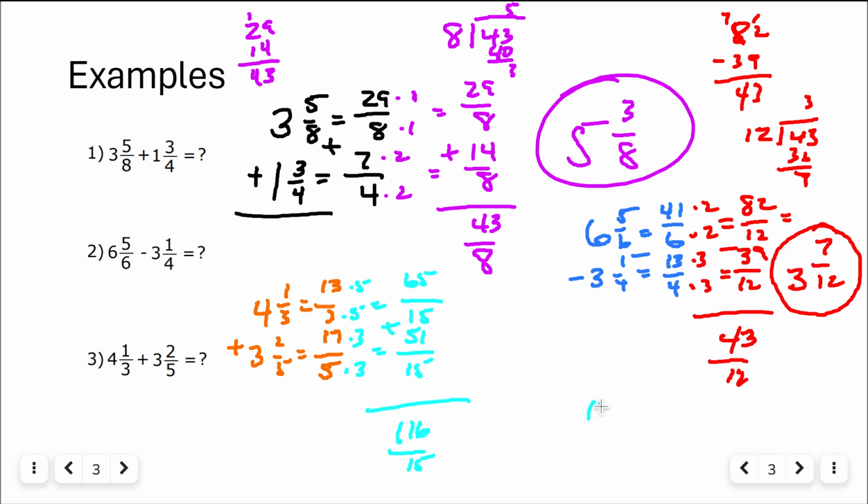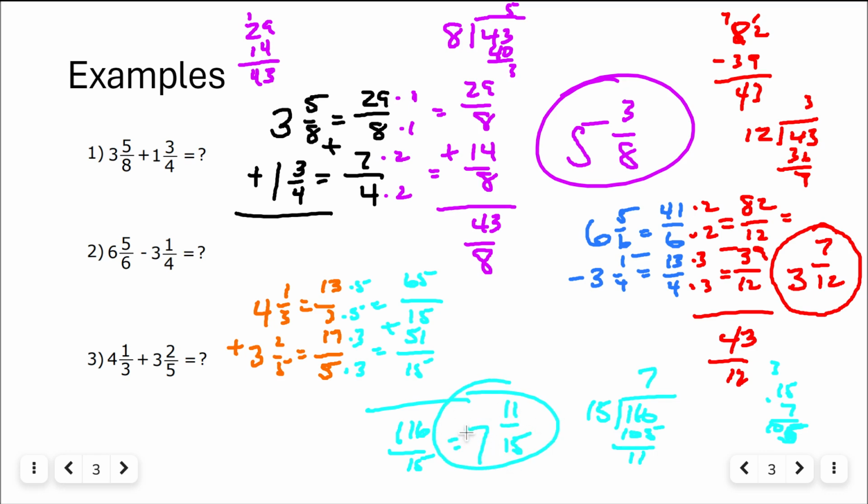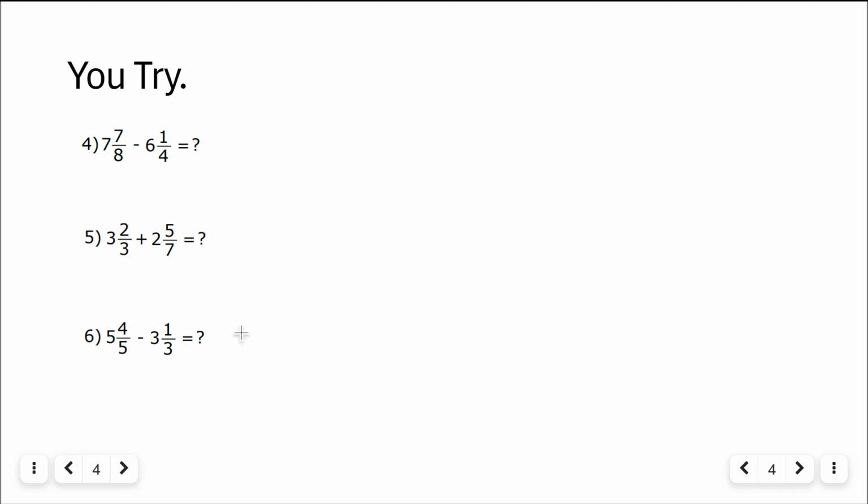All right, I got to do 15 into 116. So 15 times 7, I think, is 105. 7 times 5 is 35, 3 to carry. Yeah, 7. 11 left over. So this is going to be 7 and 11/15. And there's my three answers.